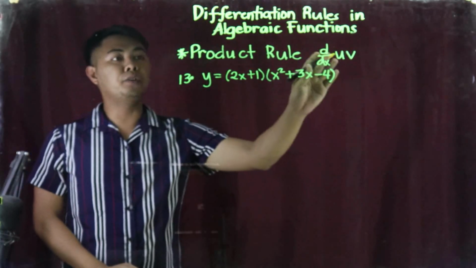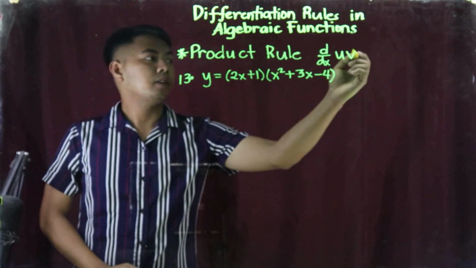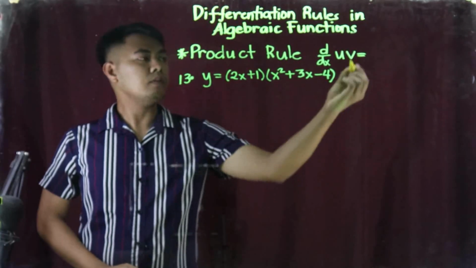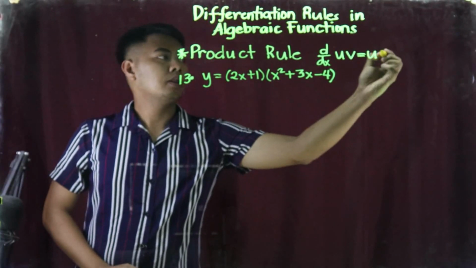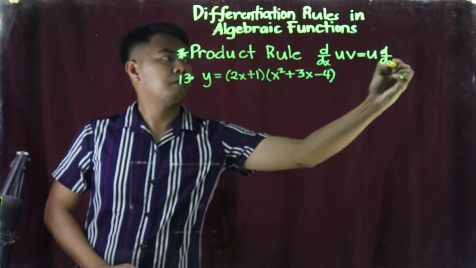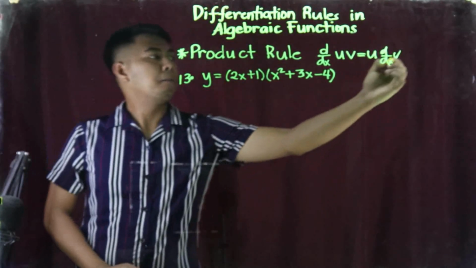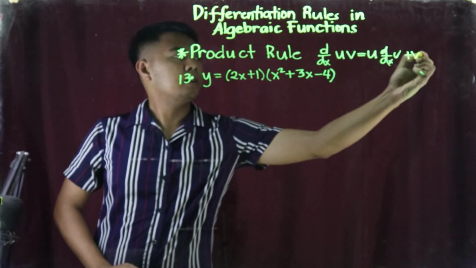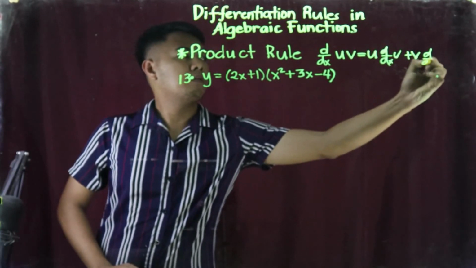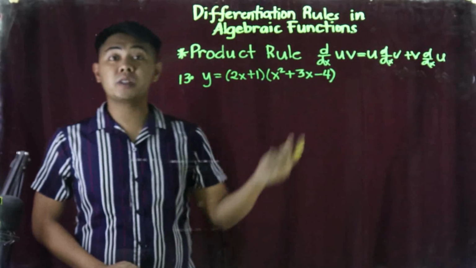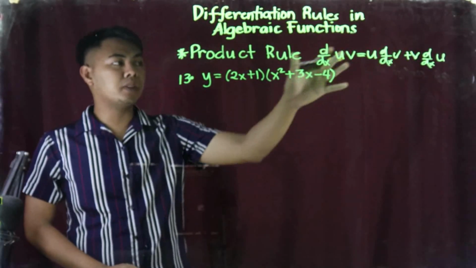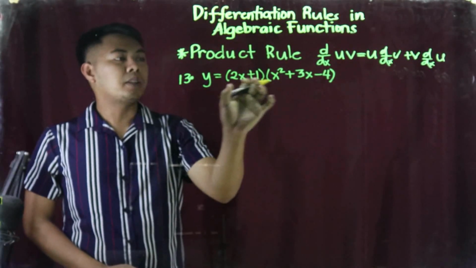So the derivative of u times v is equal to copy u times the derivative of v plus copy v times the derivative of u. So that will be the formula in finding the derivative of a product of functions.